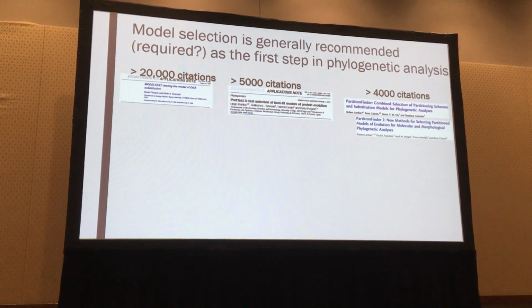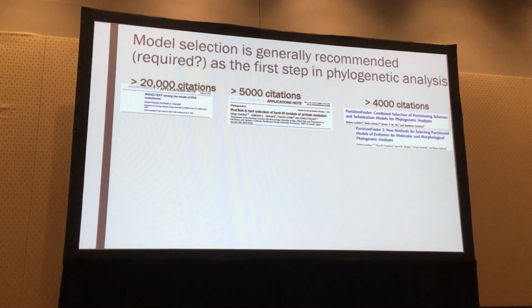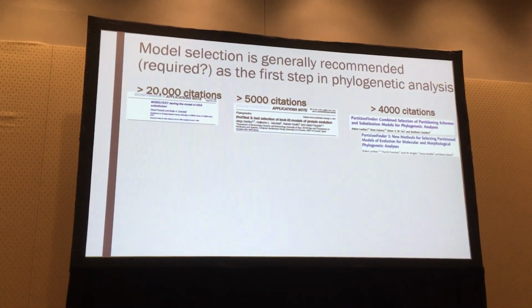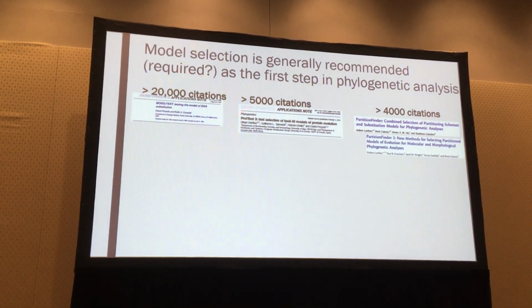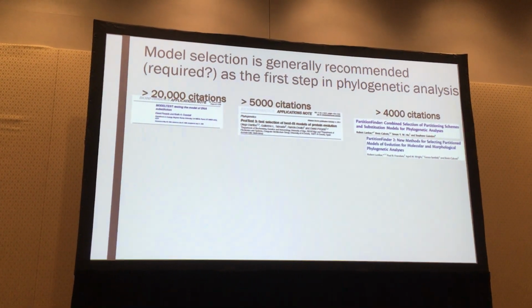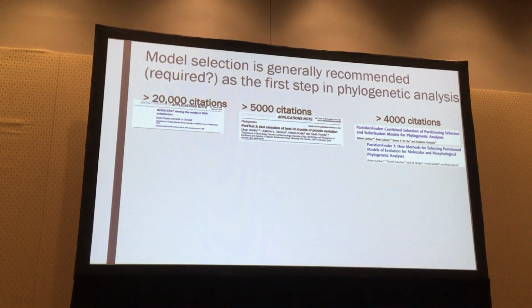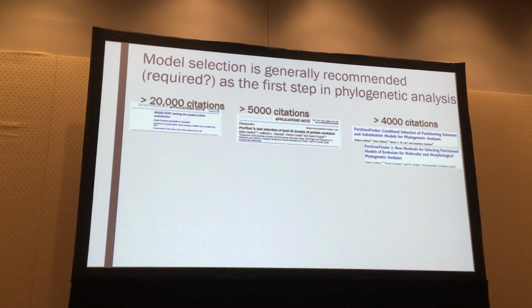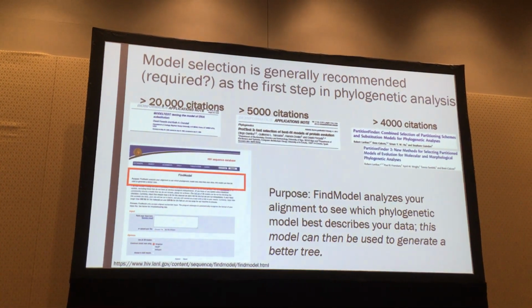Model selection has come to be strongly recommended, if not sort of dogmatically required for any kind of phylogenetic analysis. It debuted with this seminal ModelTest paper, over 20,000 citations and many, many other citations for all these different methods that are out there for how you can rank your models according to what's out there. Very, very common.